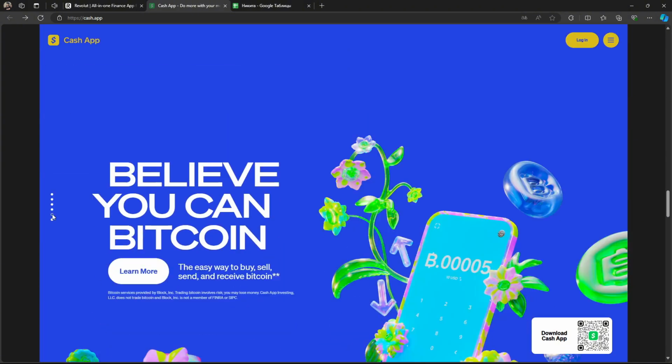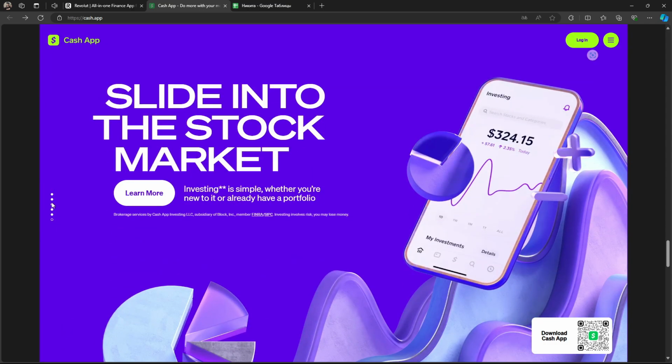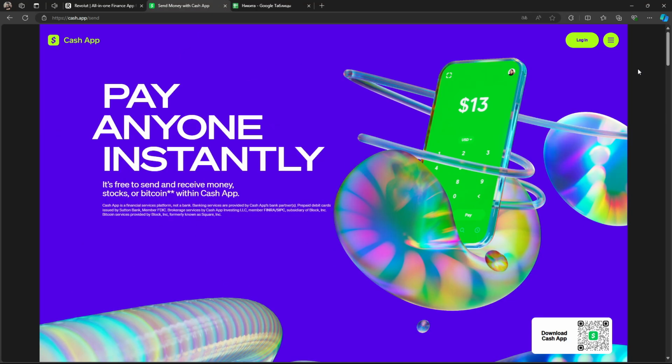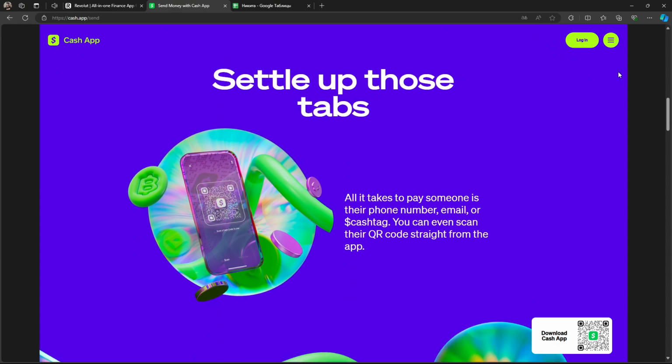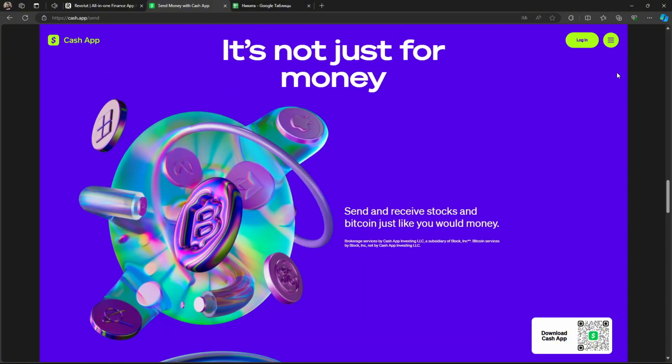Cash App also provides a cash card, which allows users to spend their balance at stores or online. While Cash App is excellent for quick domestic transactions and basic investments, it lacks the international reach and advanced financial tools that Revolut offers. So, who is Revolut for?